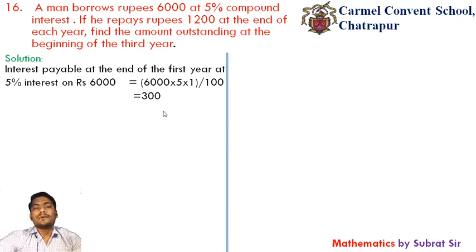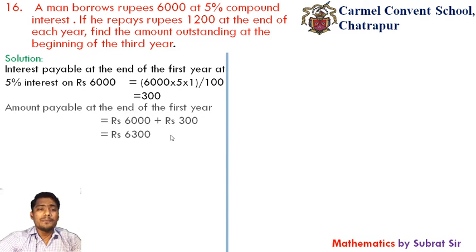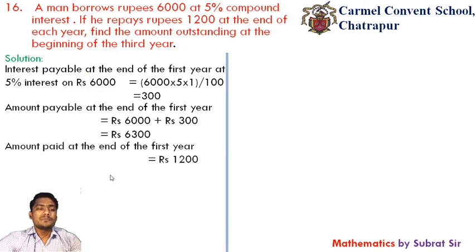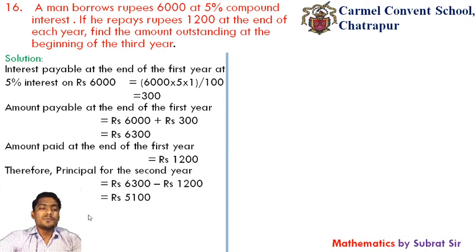Okay, so then after 1 year, he has to repay. So the amount after 1 year should be what? Principal plus interest. We will get the amount of 6,300 rupees. But after 1 year's completion, he has to repay 1,200 rupees. So the principal for the second year should be the amount minus 1,200 rupees, and 5,100 rupees is the principal for the second year, because he repays 1,200 after 1 year.